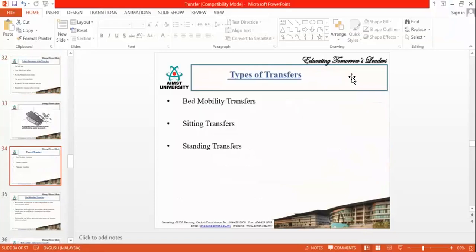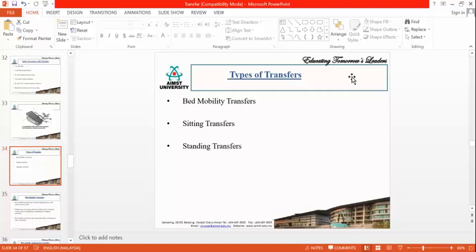Okay. Then next, we have different types of transfer. First is transfer in the bed, that is, inside the bed. When you are lying down in the bed, you will be turning to one side. You will be turning to prone. You will be turning to supine. You will be turning to side lying. All these are called bed mobility.